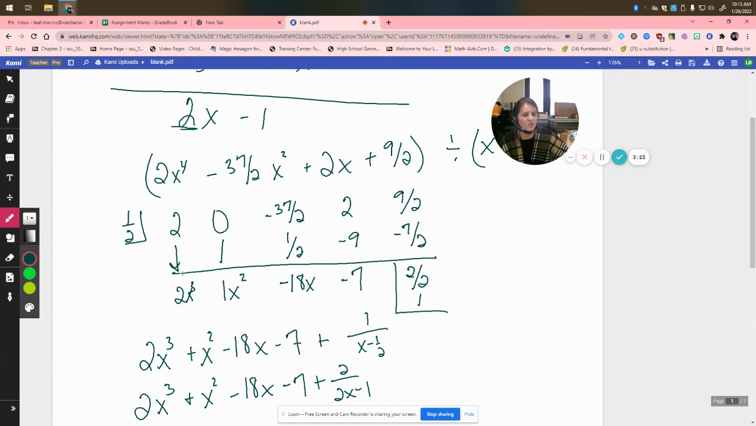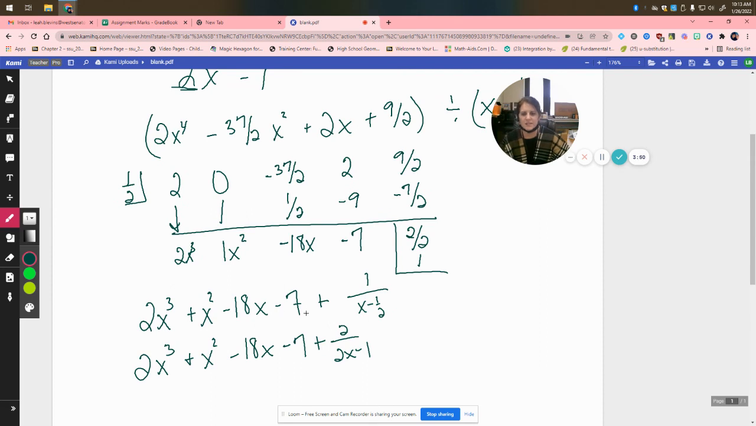Bring down all of my coefficients. I had to put a placeholder in there. That placeholder for the x cubed was a 0, so 2, 0, negative 3 halves, 2, and 9 halves. Drop down the first, multiply, add, multiply, add, multiply, add, multiply, add, and then put it back in order. We divided out an x, so I have one fewer exponent, so 2x cubed plus x squared minus 18x minus 7 plus, then I put this back into my regular form, 2 over 2x minus 1. And that is how you do synthetic division when the leading coefficient isn't 1.